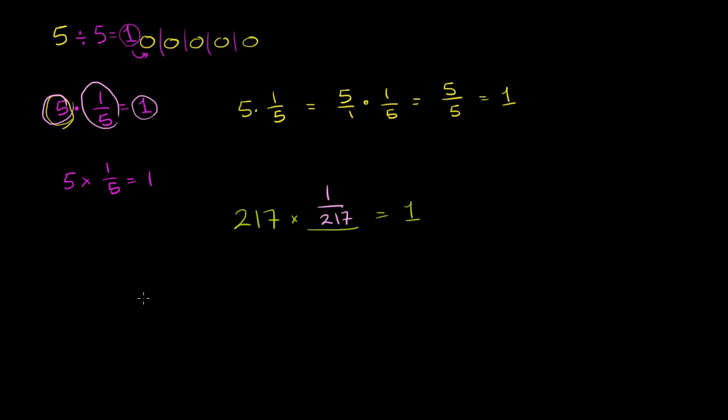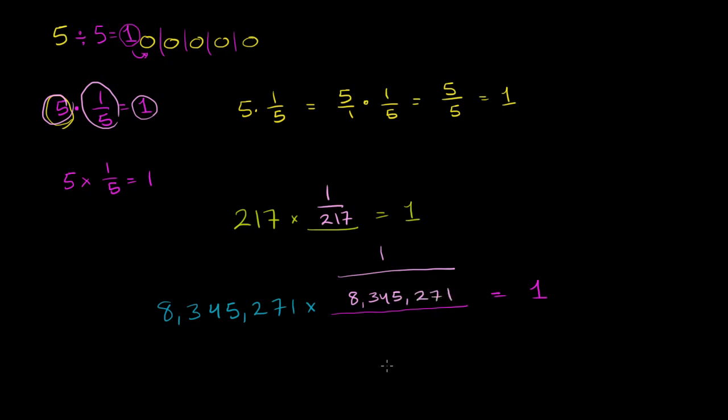If I have some crazy number, 8,345, that's actually not so crazy. Let's turn it into something in the millions, 8,345,271. And I say, what do I have to multiply that by, and I'll use this multiplication symbol right now, in order to get 1? Well, I just have to multiply by the inverse of this, the multiplicative inverse of this. So 1 over 8,345,271.